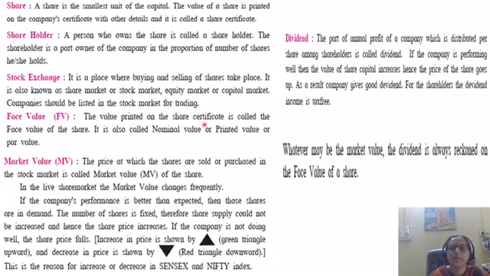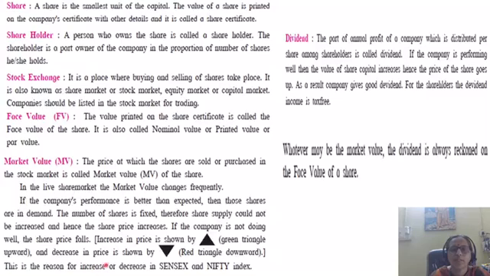Face value: the value printed on the share certificate is called the face value of the share. It is also called nominal value, printed value or par value. Market value: the price at which the shares are sold or purchased in the share market is called the market value of the share. In a live statement, the market value changes frequently. If the company's performance is better than expected, then those shares are in demand. The number of shares is fixed and therefore share supply cannot be increased, and hence the share price increases. If the company is not doing well, the share price falls. Increase in price is shown by a green triangle and decrease in price is shown by a red triangle pointing downwards.